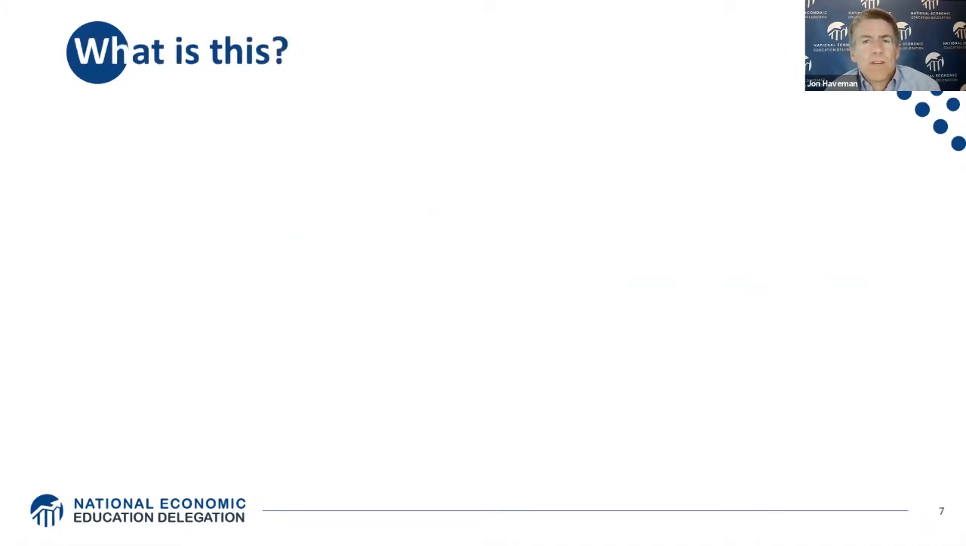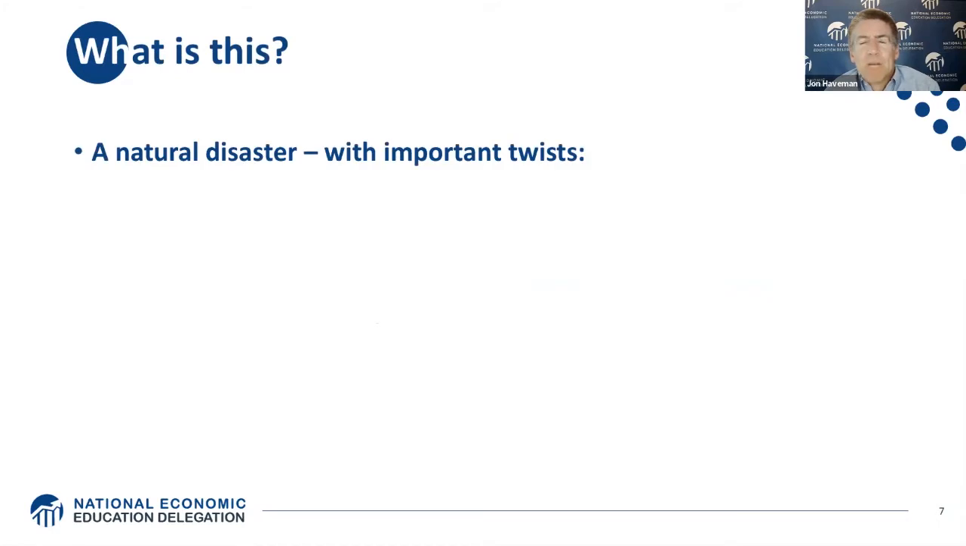Okay, so let's turn to the question of what is this. I like to think of this generally as a natural disaster. Think flood, think earthquake, think hurricane. It's similar along those lines, but it's got important twists. The first one is that it's global. It's affecting all of us. The second is that its duration is unpredictable, and unlike a hurricane, flood, or earthquake, its duration is dependent on our actions, as I'll make clear as we go through the presentation.